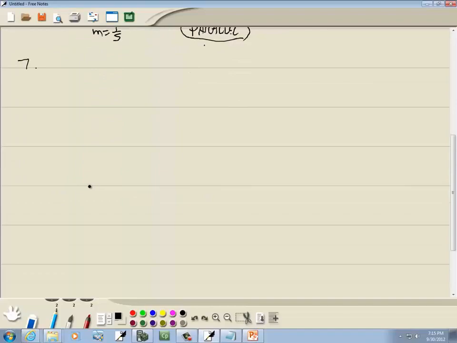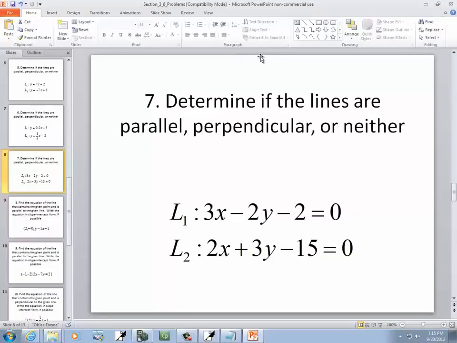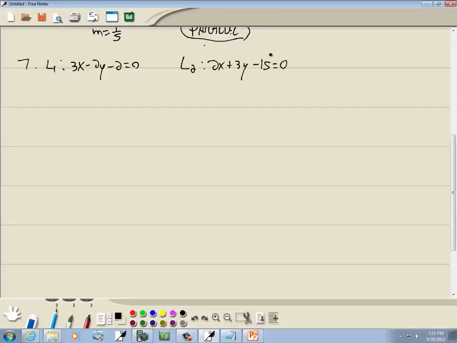Let's look at this one. First one is 3x minus 2y minus 2 equal to 0. And next one is 2x plus 3y minus 15 is equal to 0. Well, we have to find out the slope of these so we can determine whether they're parallel, perpendicular, or neither. So easiest way is to solve for y. So here I'm going to take negative 2y to the right side. So we get 3x minus 2 is equal to a positive 2y. You take anything across your equals, your sign changes.